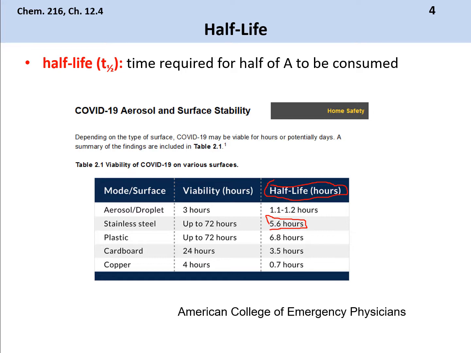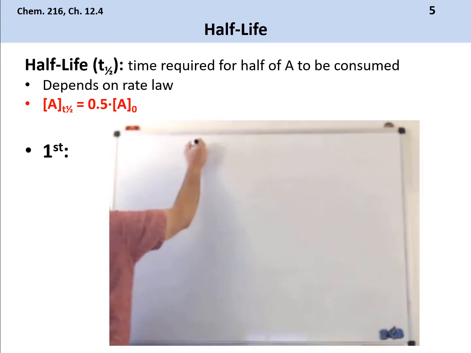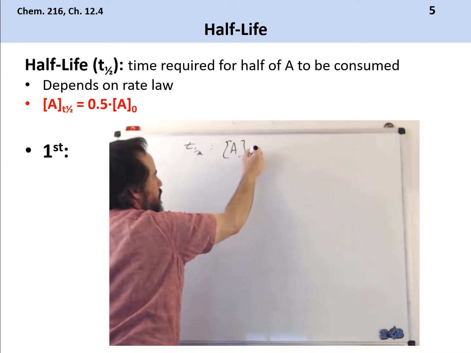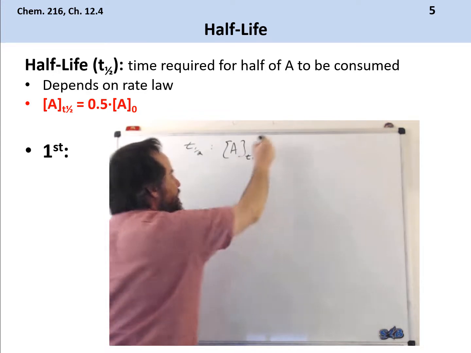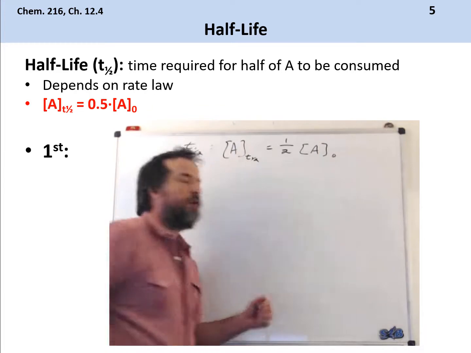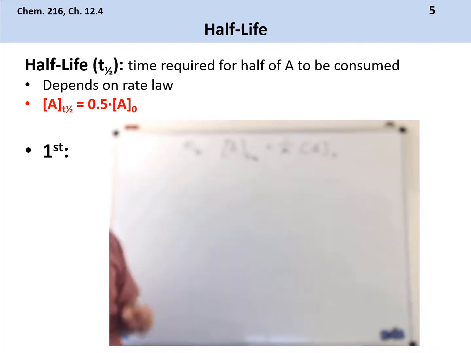Okay, so let's go ahead and figure out how we determine half-life. Half-life is the time required for half of A to be consumed. So what that means is that at the half-life, t1/2, the concentration is equal to half of what it was initially. Remember, for initial concentration, we put this, [A]0, meaning concentration at time 0.